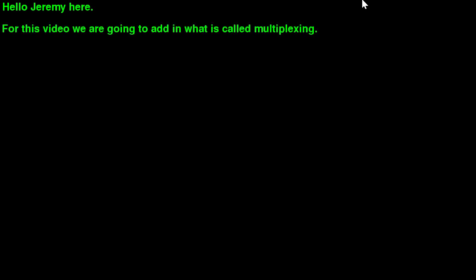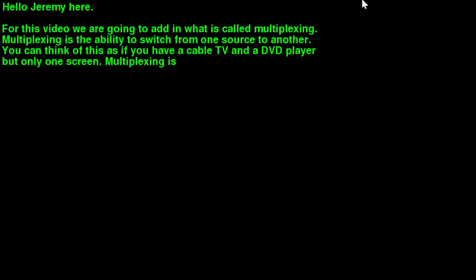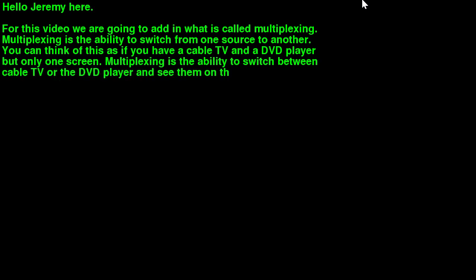For this video, we're going to add in what is called multiplexing. Multiplexing is the ability to switch from one source to another. You can think of this as if you have a cable TV and a DVD player, but only one screen. Multiplexing is the ability to switch between cable TV or the DVD player and see them on the screen, although not at the same time.